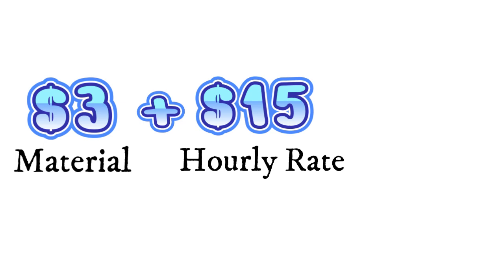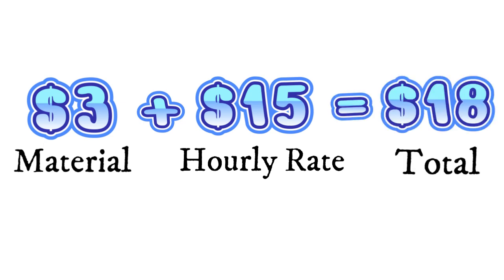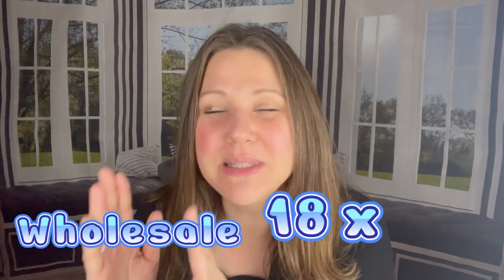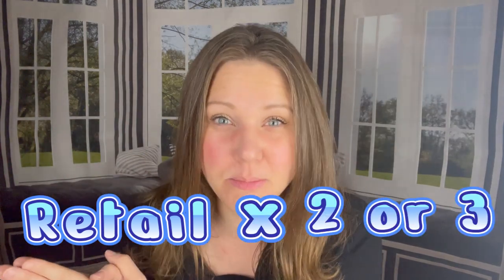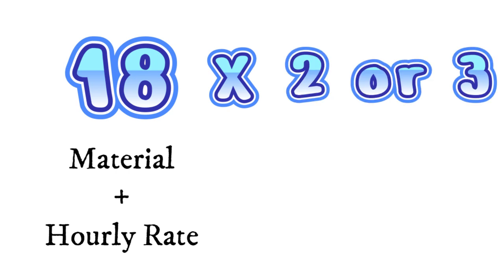So let's say it's only 30 minutes. That would be $15 that I would charge, right? So let's say my materials are $3, and the hourly rate I use is $15 because it only took me 30 minutes. So that's $18. But then the next step is, if I'm doing wholesale, I would multiply 18 by 1.5. But for retail, when I'm selling online or at my craft fair, I multiply it 2 to 3 times. So 18 times 2 or 18 times 3, and I would get my price.